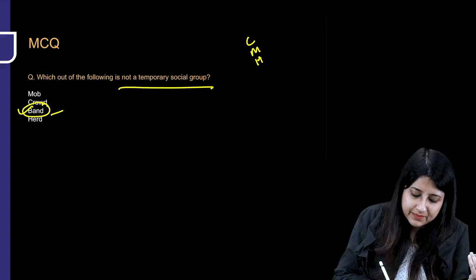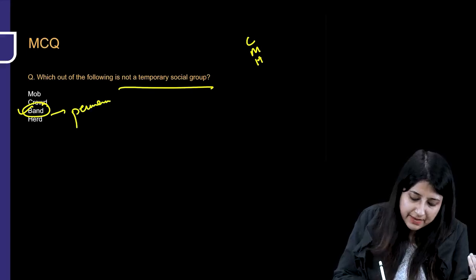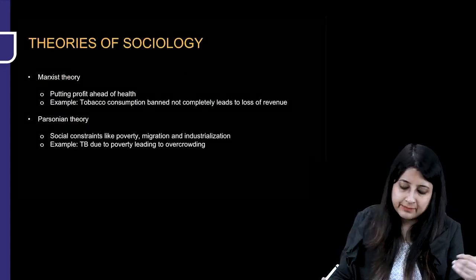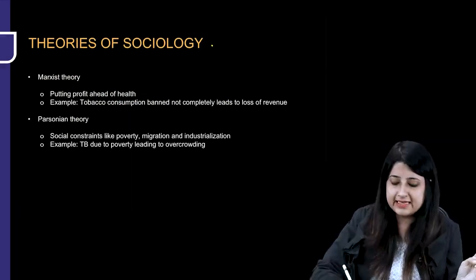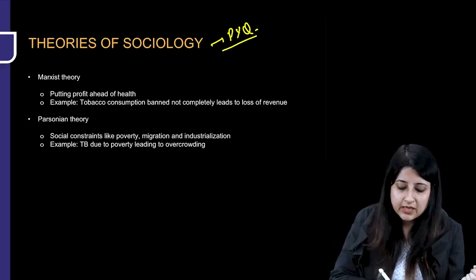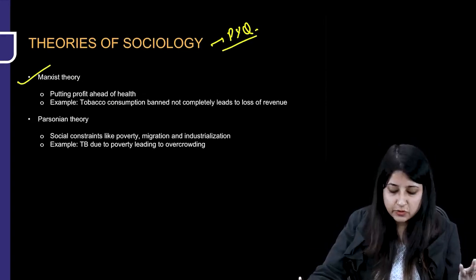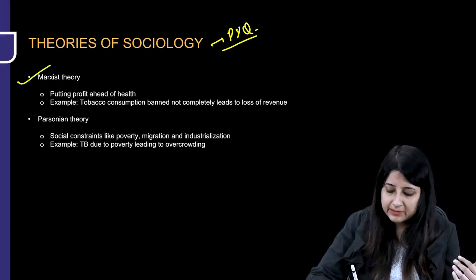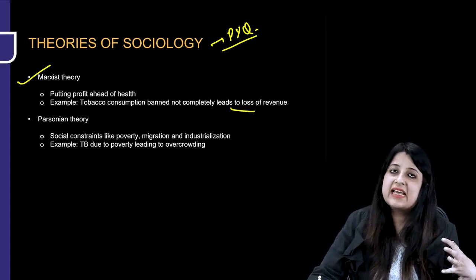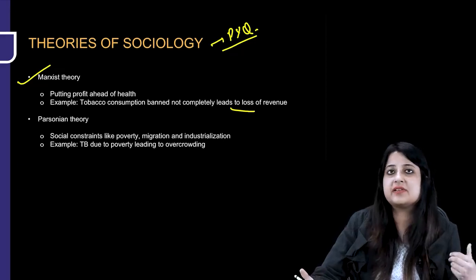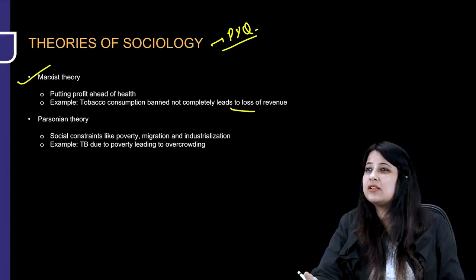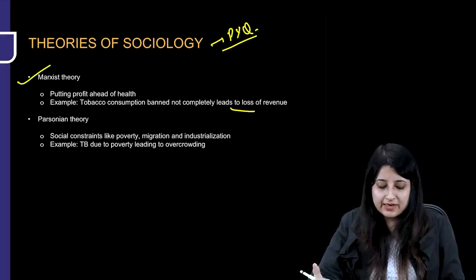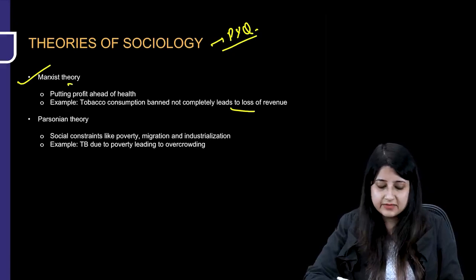Band is something which is permanent. Okay, there are certain theories of sociology. I just want you to know 3 theories. These can come as PYQ. There's a Marxist theory which says put profit ahead of health. Like tobacco consumption has not been banned completely because it will lead to loss of revenue. The government is increasing the cost of cigarettes, but is it banning it completely? No, because a lot of revenue is generated from alcohol or tobacco sales. So when we put profit ahead of health, that is Marxist theory.